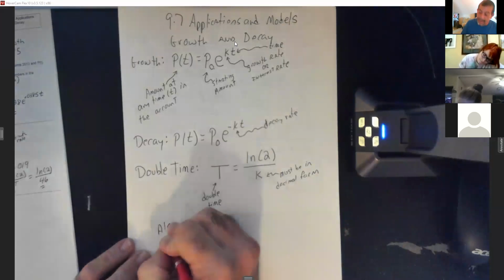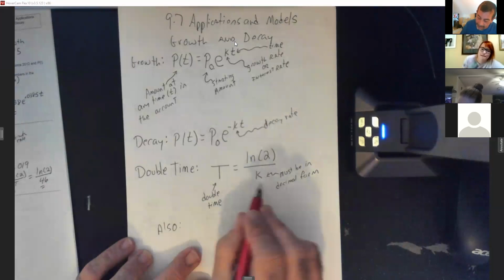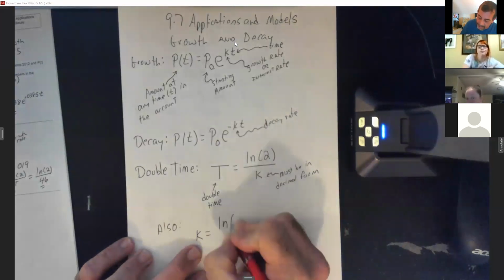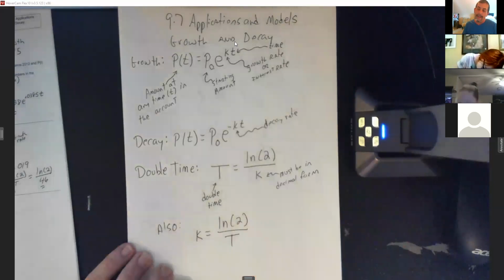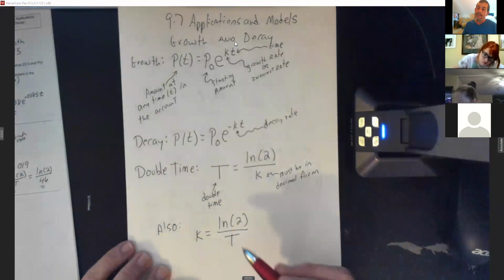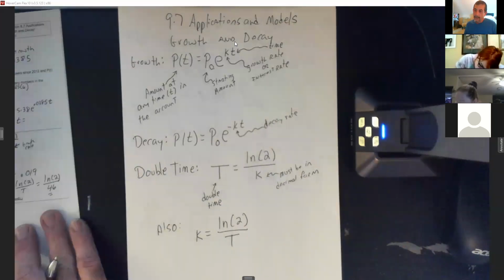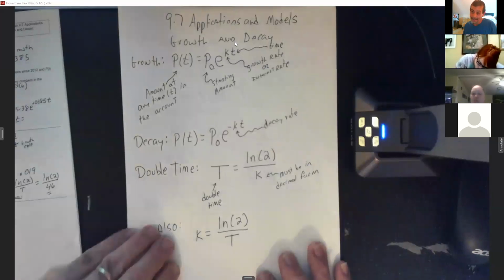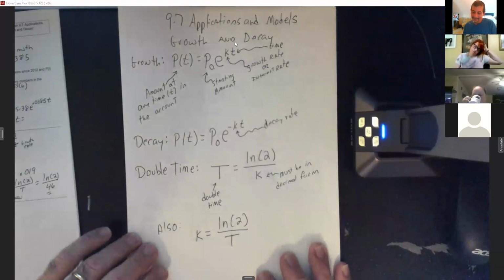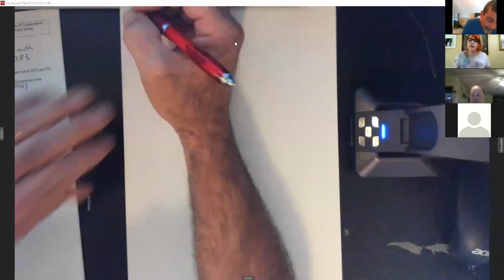Also, based on this double time formula, you could switch the K and the T around, and K would equal ln of 2 over the double time. So I can find growth rates also if I knew what the double time was on them, okay? All right, so those are our formulas. We're about to start going on through these. So y'all got them listed, and I'm going to start with number 1.